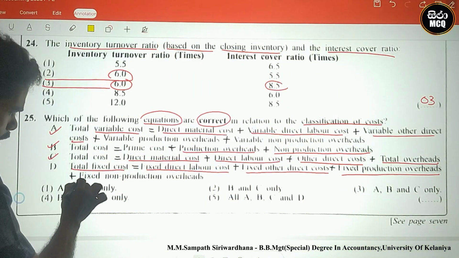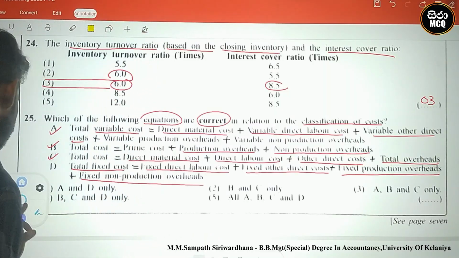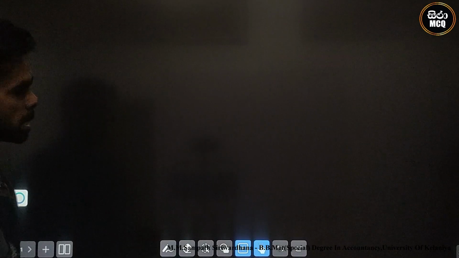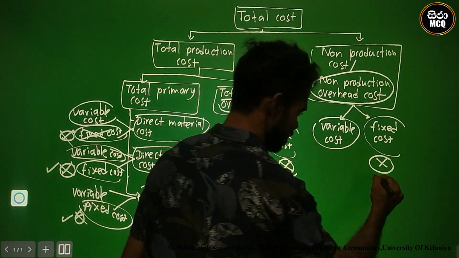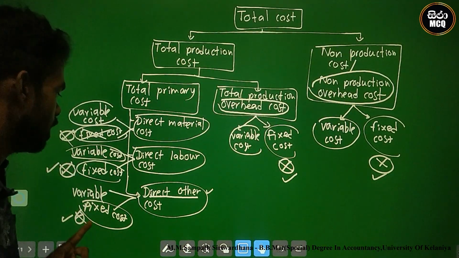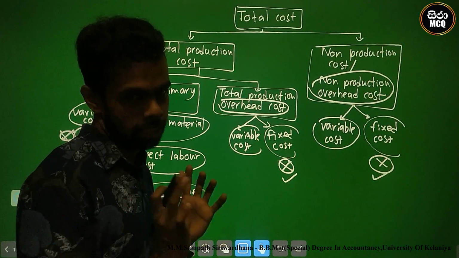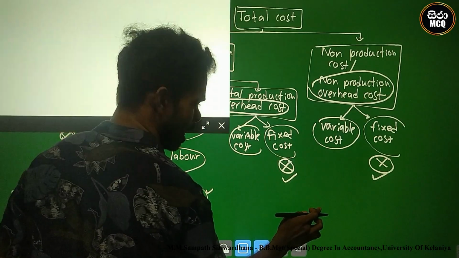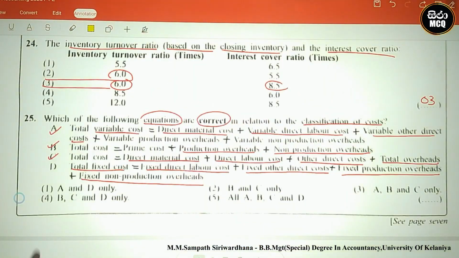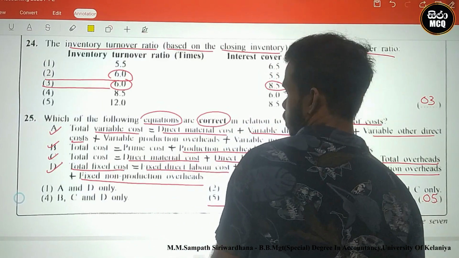Next point, fixed non-production overhead. There is non-production overhead. Non-production overhead is there, and the fixed one is this, the identification. All fixed costs must be identified. Why? We focus on all fixed cost destinations. Okay, this is the identification of fixed cost. Therefore, we can agree with this statement and formula. Okay, D is correct. All A, B, C, D are correct. The answer is 5 for question number 25.